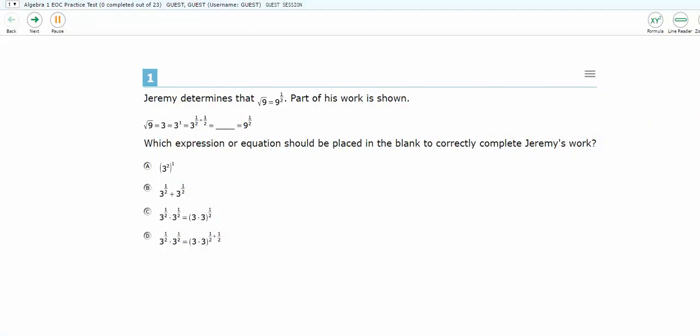Okay, so this is the computer-based practice test. We're going to be switching back and forth between the computer-based program on the browser and our text editing software.